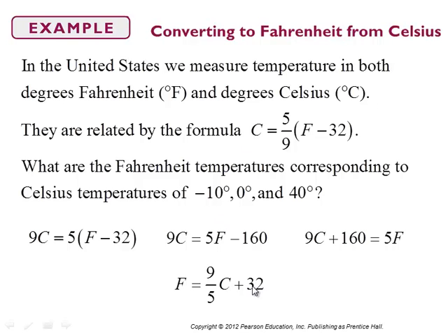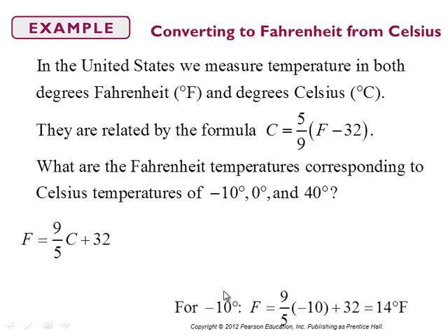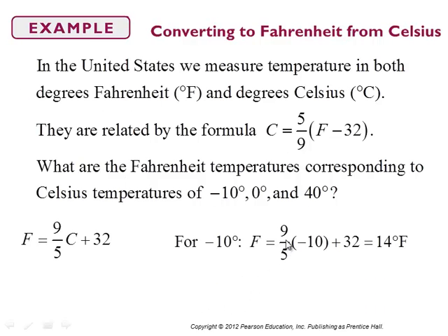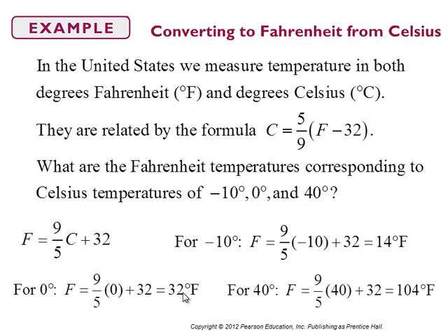So plug in negative 10 for C, and 9/5 of negative 10 plus 32 works out to be 14 degrees Fahrenheit. So when it's negative 10 outside, that means it's 14 degrees Fahrenheit. If the temperature is 0 degrees Celsius, that corresponds to our freezing point of 32. If the Celsius temperature is 40 degrees, that turns out to be a blistering hot 104 degrees Fahrenheit. The reason we get that is because you take 40 degrees Celsius, multiply by 9/5, and then add 32.